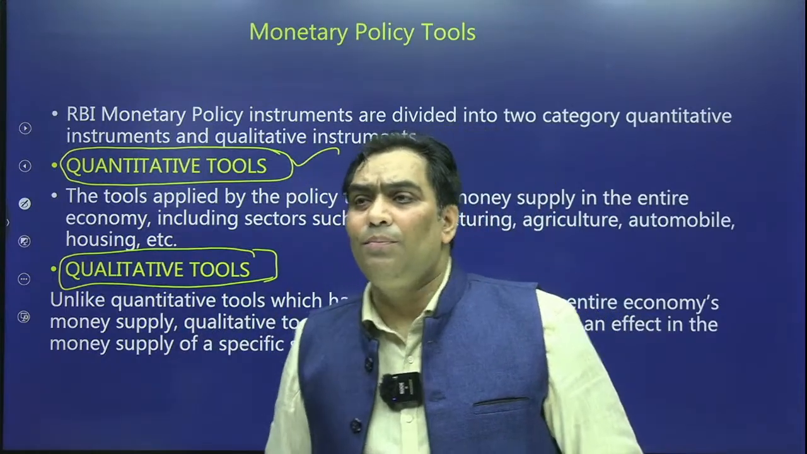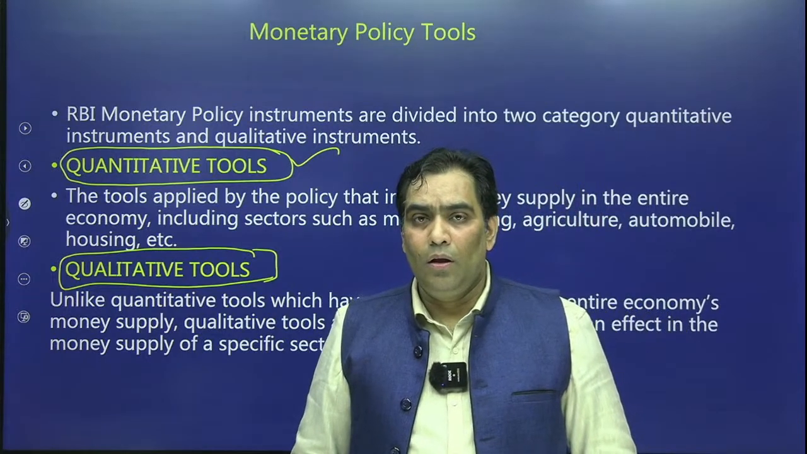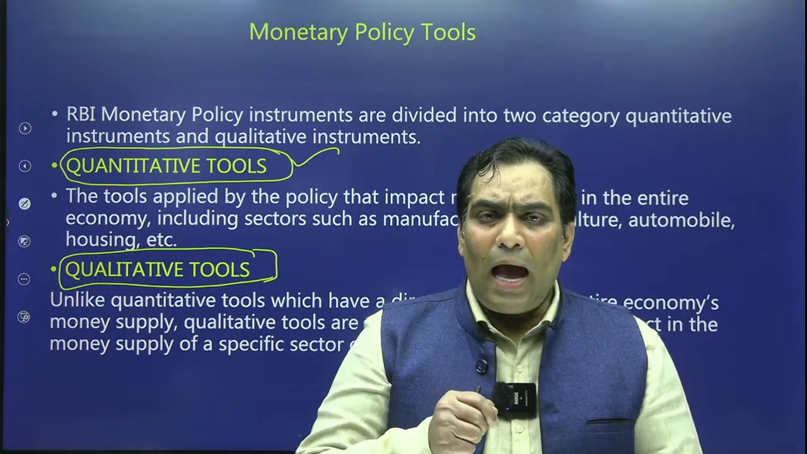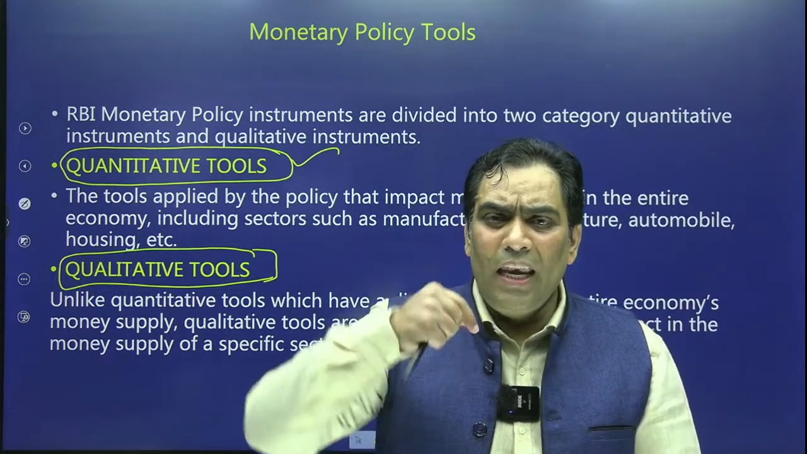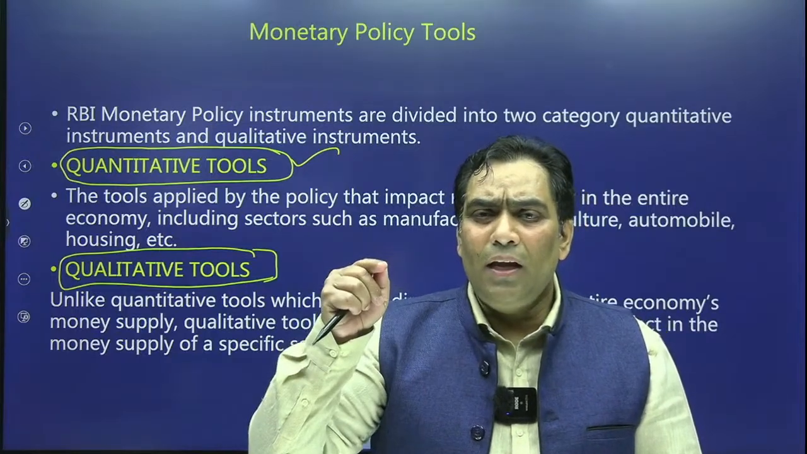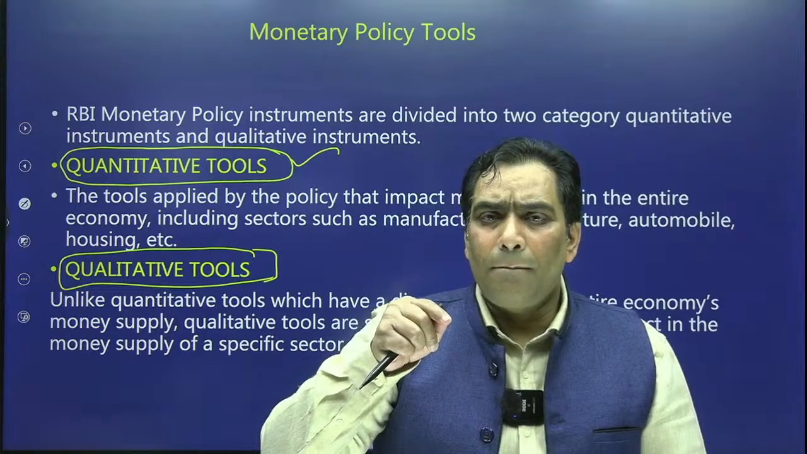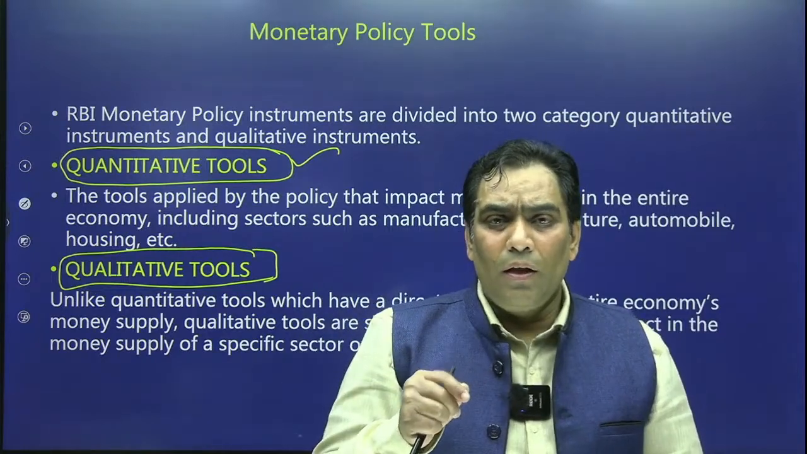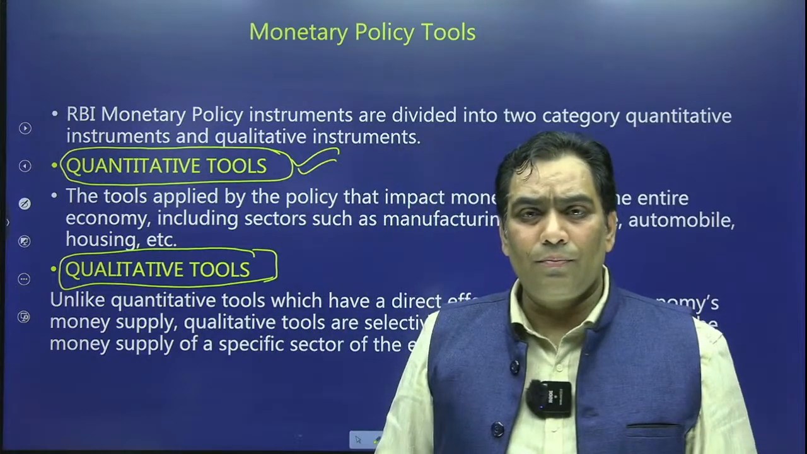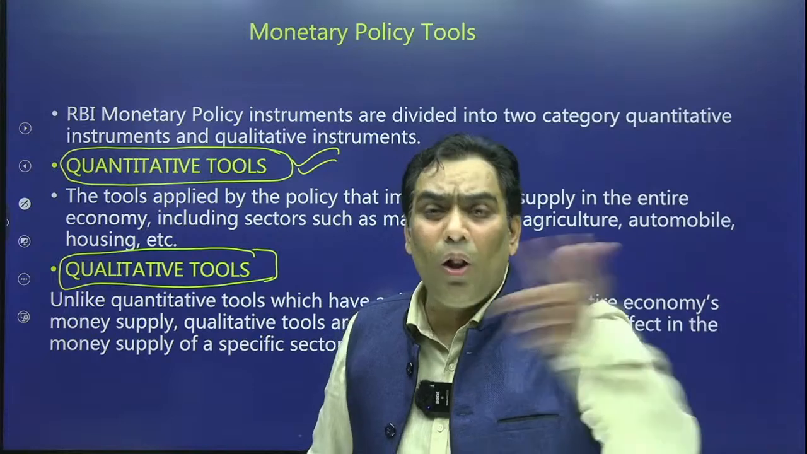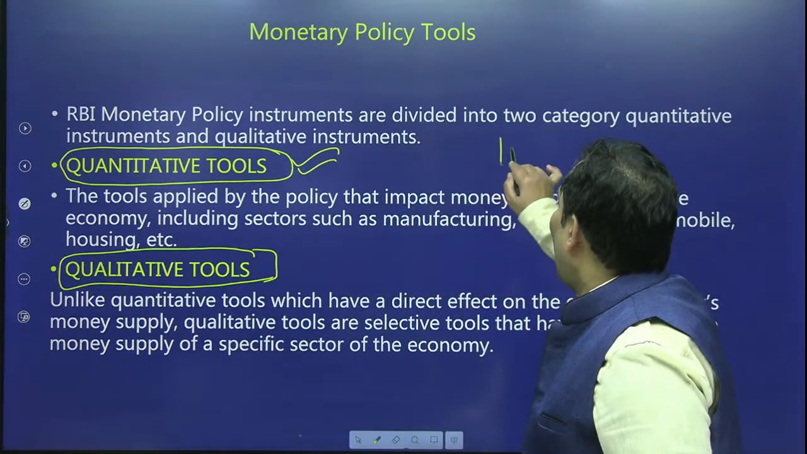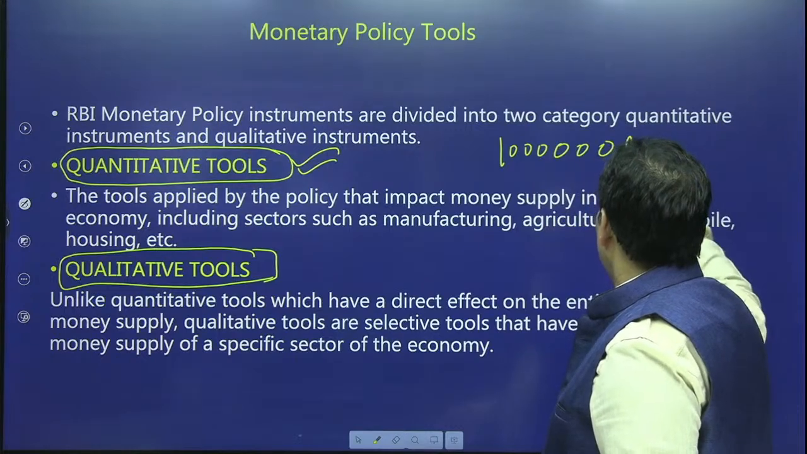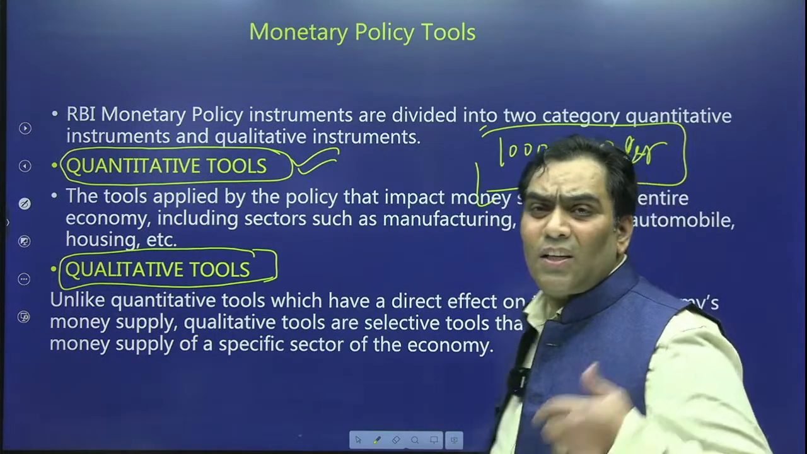I am going to repeat once again. Quantitative tools are those tools through which the RBI wants to increase or decrease money supply as per the need of the hour in the overall economy. Overall money supply is going to be reduced in all the sectors. Suppose the money supply in the economy is 10 lakh crore. The RBI wants to increase or decrease this 10 lakh crore as per the need of the hour.